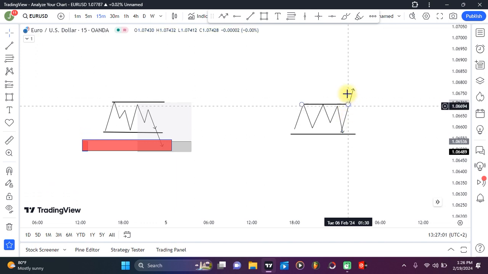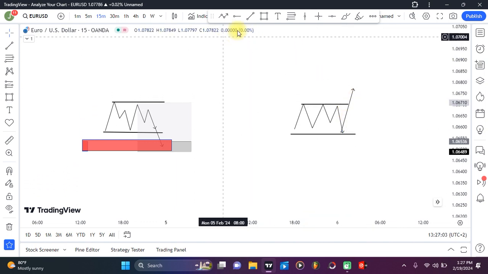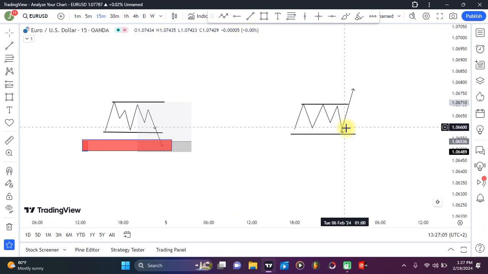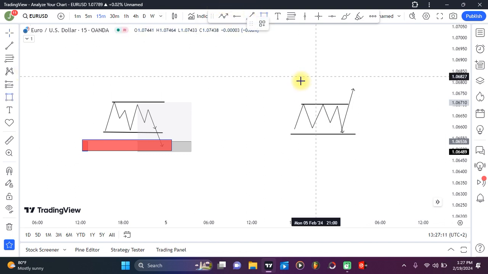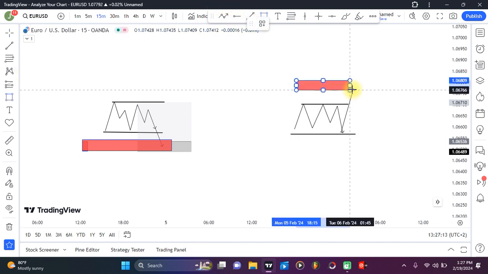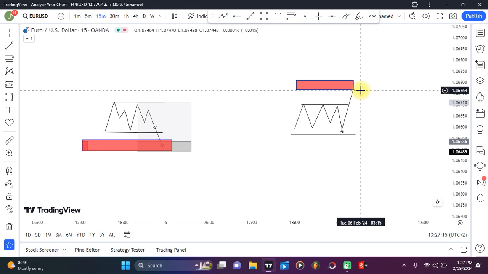When the market breaks to the upside, we want to look for selling opportunities. Our take profit is going to be exactly on the low of our Asian session, and we tend to look for an order block right around this area. Now this strategy works best if that order block is followed by an imbalance or a fair value gap.